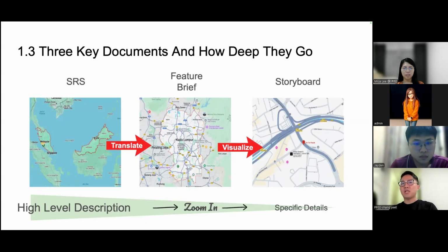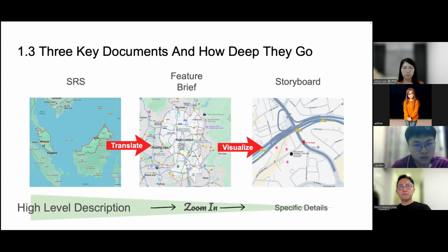So the SRS is much like looking at a country level map. You are very zoomed out, you can't see the details, but you can see the shape and the borders, what states we have, right? Then if you zoom in more, it will become the feature brief. Feature brief, you can compare it to zooming into a state to see how many districts or different cities are within the state. And finally, the storyboard is a further zoom in to visualize the street, naming the street, the design, the flow, and everything.